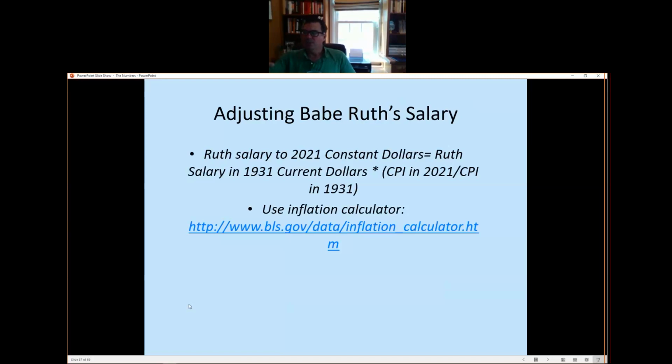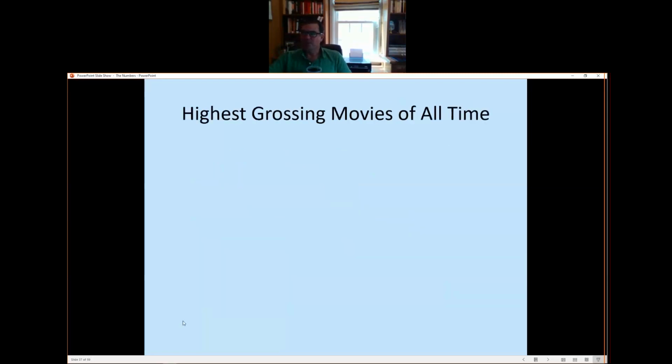Of course, there was no TV when Ruth played, which led to a lot more money for the players. But the point is, you have to adjust for inflation, or it's really hard to compare dollar figures over time. Right now, we have 5% inflation in a month this year. That's going to make an impact on our salaries. It makes an impact on our investments and things like that. So students should understand how to adjust for inflation.